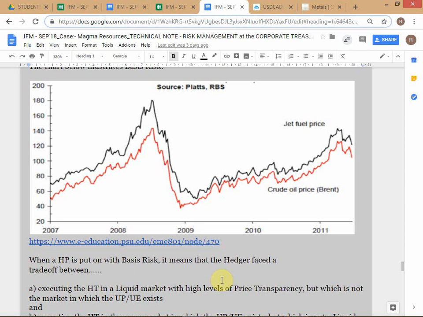Yes, sir. Okay, we know what happens to the airline. If the jet fuel price goes up, it's bad for them. If it goes down, it's good for them. Now the question I'm asking you is, if you have this information, that price going up is bad, price going down is good, then tell me, what is the position? Now think about it logically. You guys have already traded.